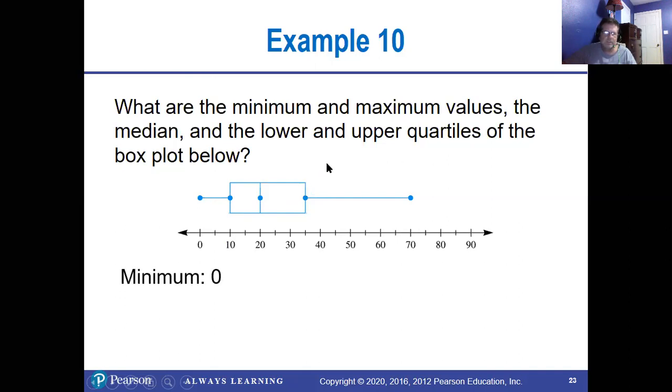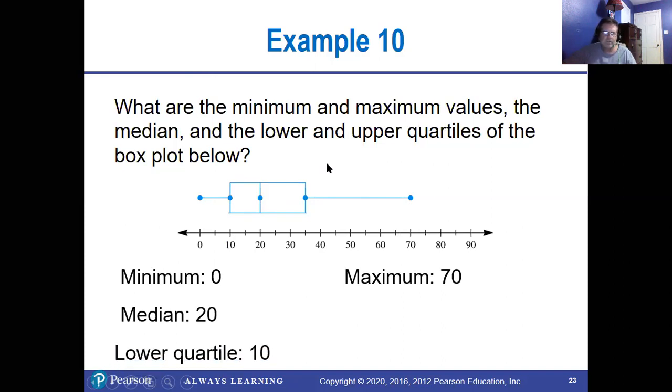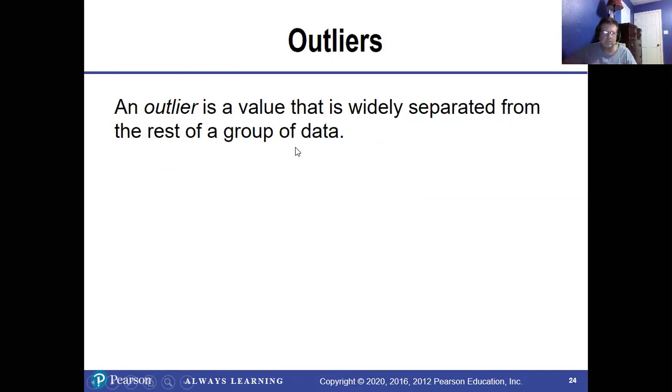Okay, so you have a minimum of 0, maximum of 70, median of 20. And the first quartile is at 10. The third quartile is at 35. And that's how you read a box plot or a box and whiskers.